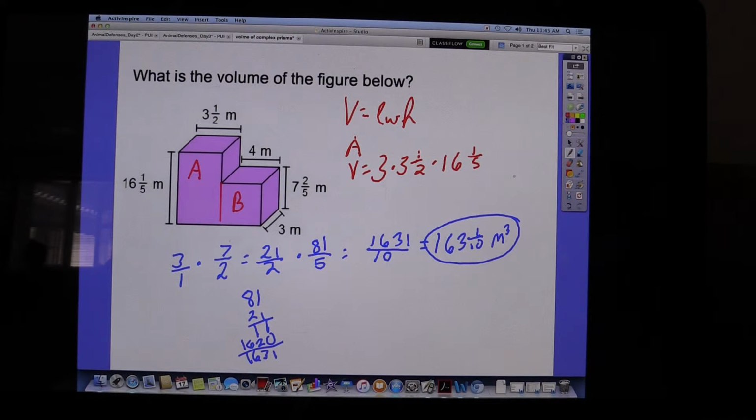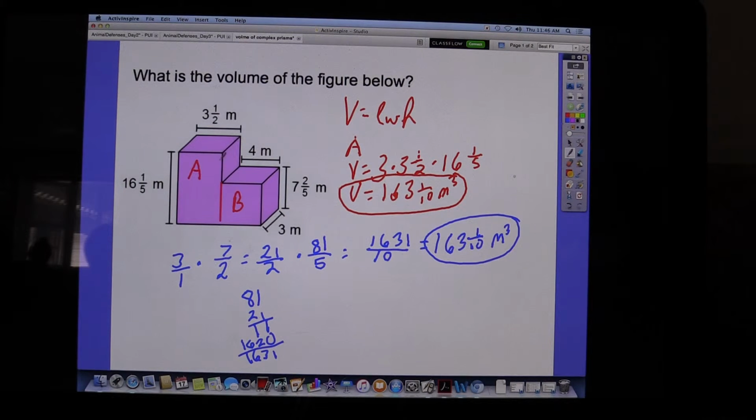So I'm going to go back to red. A equals 163 1/10 meters cubed. Now one thing I would like to notice is, let's see if it makes sense. I have 16 times 3, I'm just going to round it, I could see that being about 45. And then 45 times 3, I could see that being about 150. So with a half and a fifth, I can see that this is a realistic seeming value for my volume.